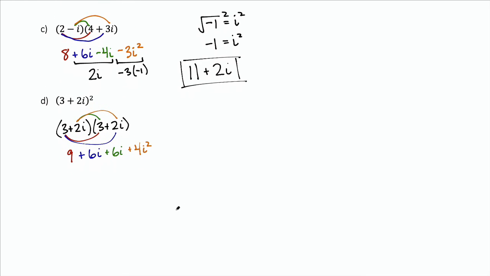Okay, and now we can simplify. We've got here 6i plus 6i is 12i. And then we've got 9, and then this right here, this is actually minus 4 because i squared is negative 1. So we get 9 minus 4, which is 5. So that 3 plus 2i squared is 5 plus 12i.